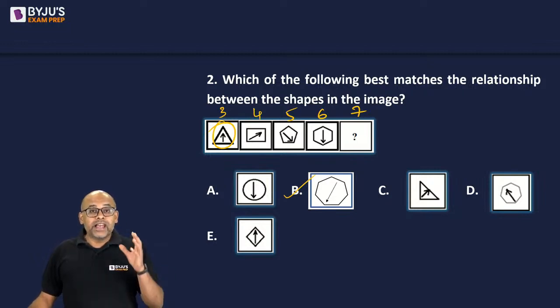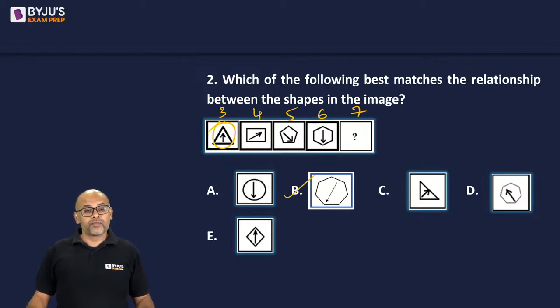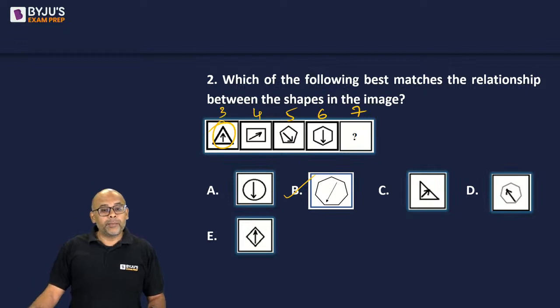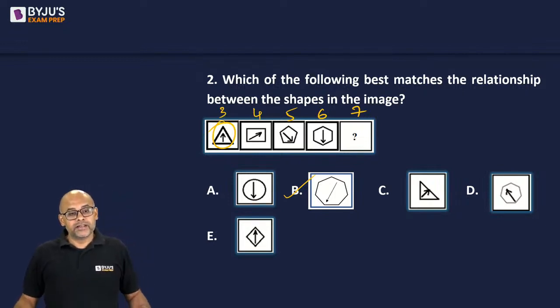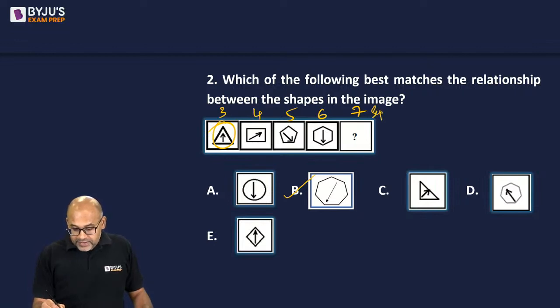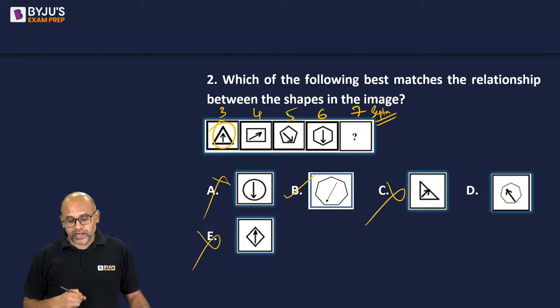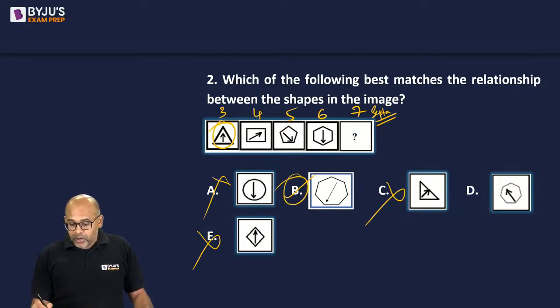A pentagon, a hexagon till 6. What is 7? 7-sided figure. Anyone knows? It's not a pentagon. Septagon. Yes, septagon. Septa means 7. So this is not your answer, this is not your answer, this is not your answer. So it is either B or D.